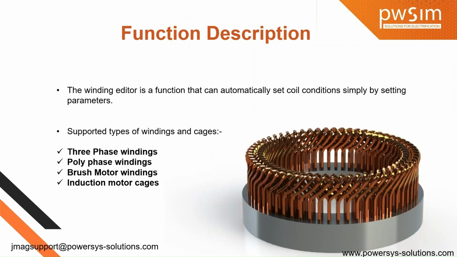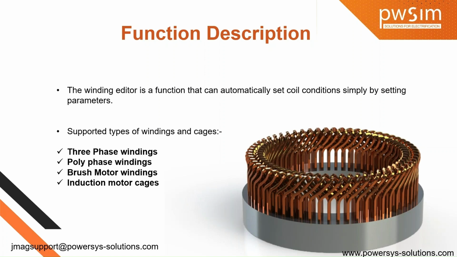Coming to the function description, the winding editor is a function available in JMAG that can automatically set coil conditions simply by setting the parameters. We have some supported types of windings and cages here. These are the list of windings to which we can assign this particular FEM coil condition.